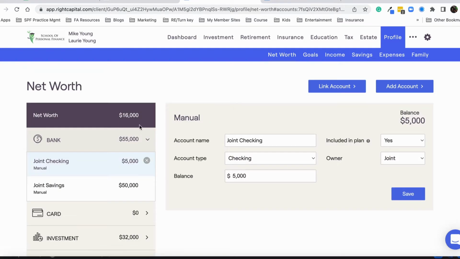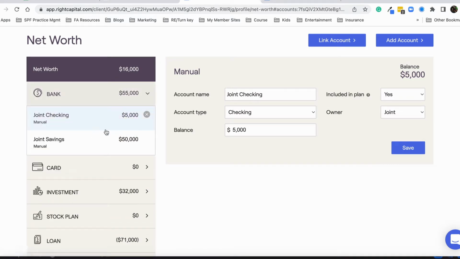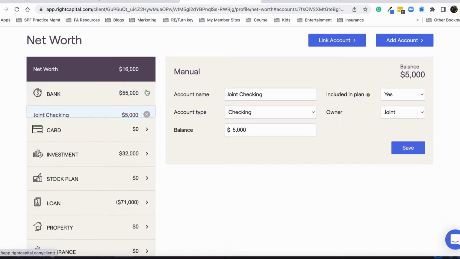So as we can see here, they have a net worth of $16,000. They have $55,000 in the bank. So $5,000 checking, $50,000 in joint savings. And I believe most of this money came from their recent wedding where they received a lot of money in wedding gifts. And then they have no credit card debt, which is nice.